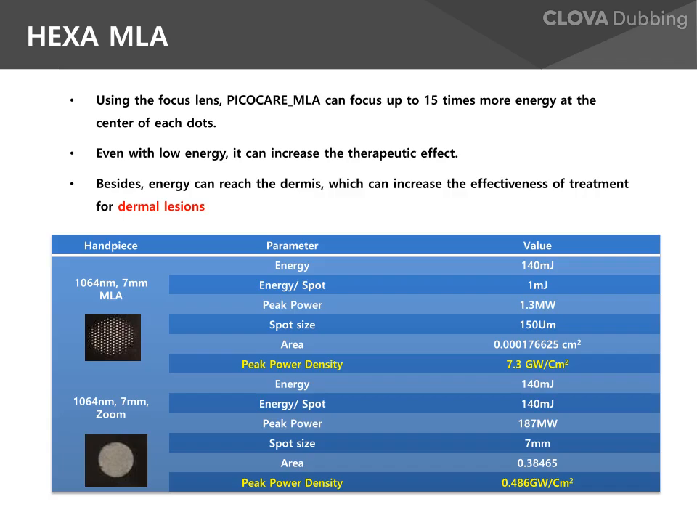Because the energy is concentrated and irradiated in one place, the beams divided by this method have a peak power intensity approximately 15 times stronger than those of the zoom handpiece. Additionally, this concentrated energy can penetrate the dermis, enhancing the treatment efficacy for dermal lesions.